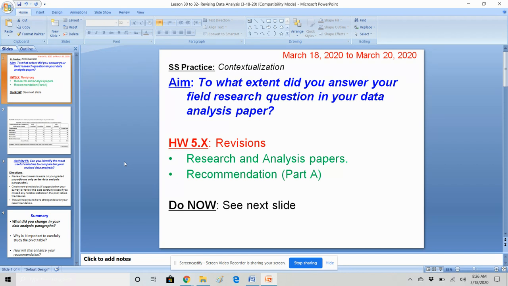So if you look at this work over the next 3 days, we're going to be looking at revising the research and analysis papers based on the comments that I provided to you or based on the sample one that we're going to look over together, so that you can turn it in, and then also to consider part A of the recommendation.